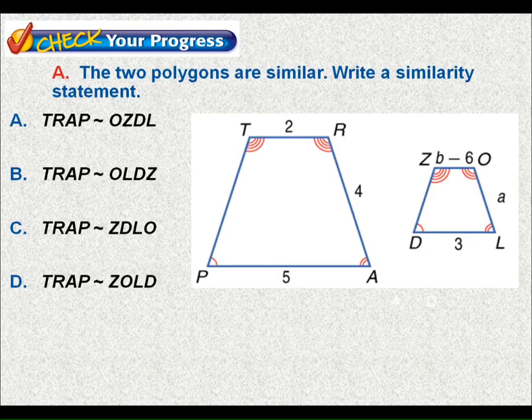I tell you that these 2 trapezoids are similar. What is their similarity statement? Meaning which of these is the correct order to say that these 2 figures are similar. So this is a bigger version of this one. Okay. So they all start with TRAP. So going in that order with TRAP, it would obviously be here ZOLD, right? So this would be our similarity statement. This angle matches up with this one, this with this one, this with this one, and this with this one.